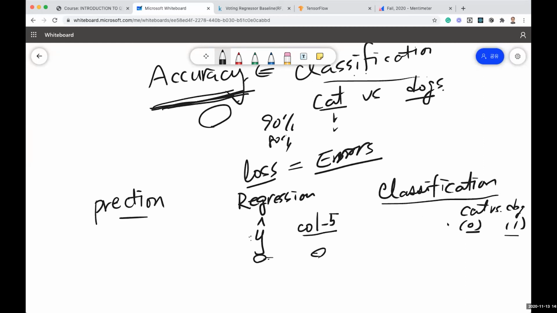The predicted value output is something like 0.9 or 0.5 or 0.1. Then 0.9 means you are going to predict it as 1, which means dog. And 0.5, I don't know, it depends on your choice. But for 0.1, you are probably predicting it as 0, so that it is a cat. So this is the prediction.